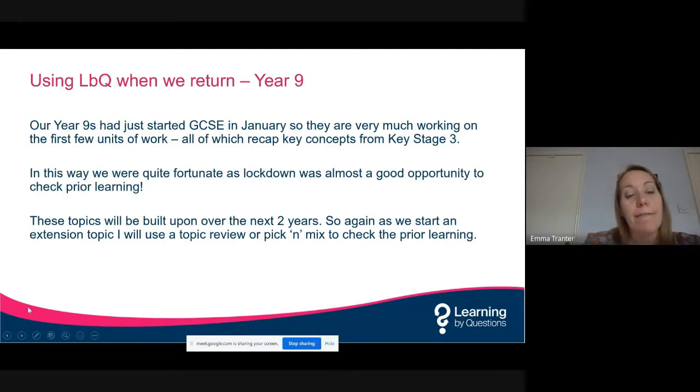With year 9, we're in the situation where our year 9s had just started GCSE in January. So the topics they've been working on have been the first few units from the GCSE, all of which, whether they're doing higher or foundation, are recapping key concepts from Key Stage 3. So I think that's put us in quite a fortunate position, as lockdown's been a good opportunity to check their Key Stage 3 prior learning.